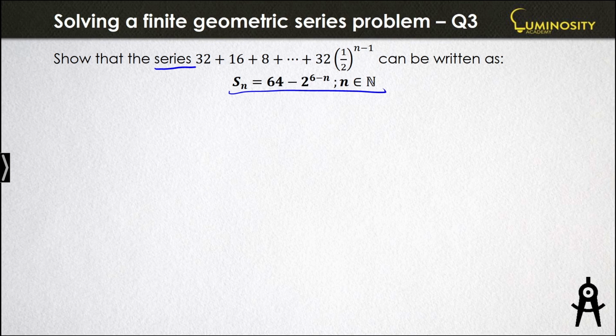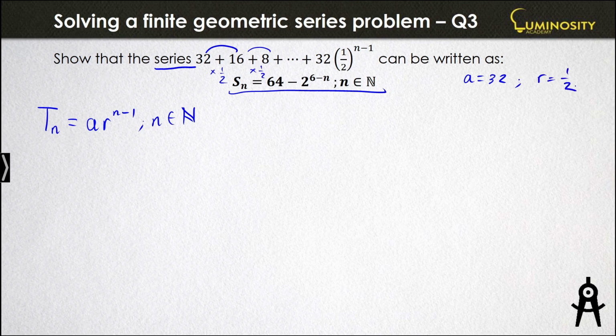So let's see. First of all, let's confirm this is a geometric sequence of this form: a times r to the power n minus 1, where n is a natural number. Well, here my first term a is 32. And from 32 to 16, I'm multiplying by a half. From 16 to 8, I'm multiplying by a half. And so on. So therefore, I would say my common ratio r here is a half.